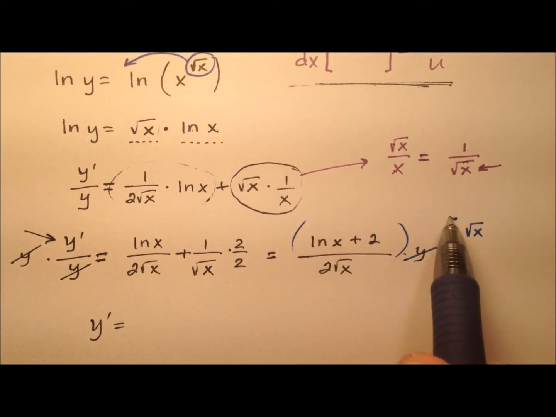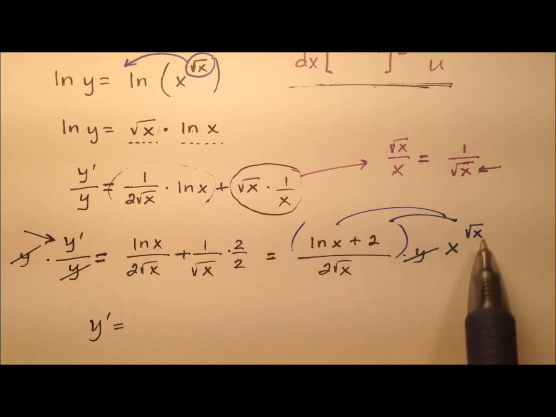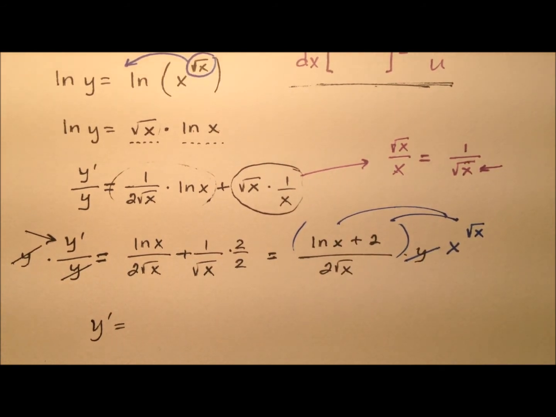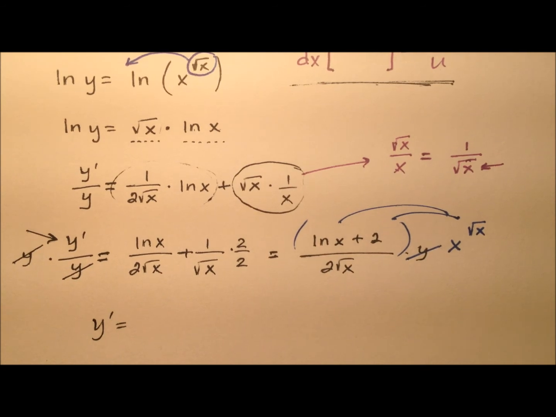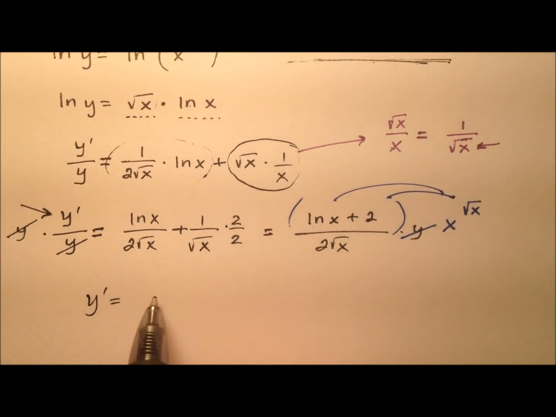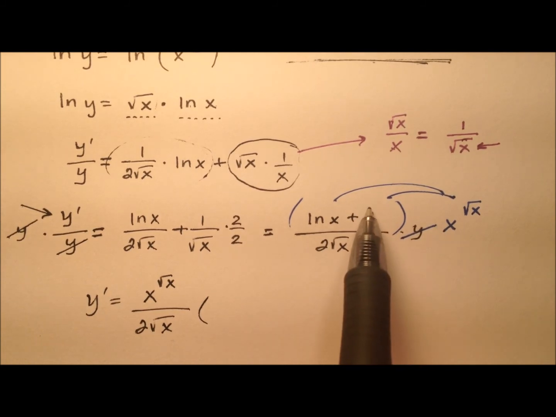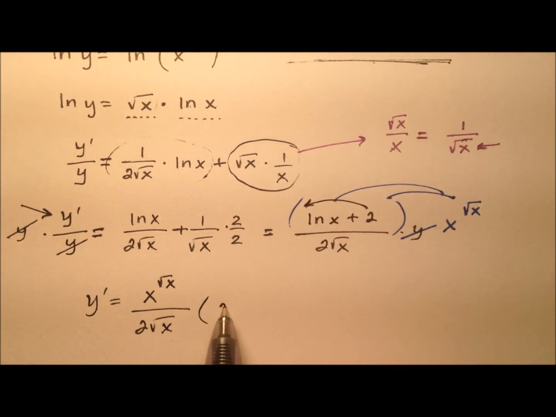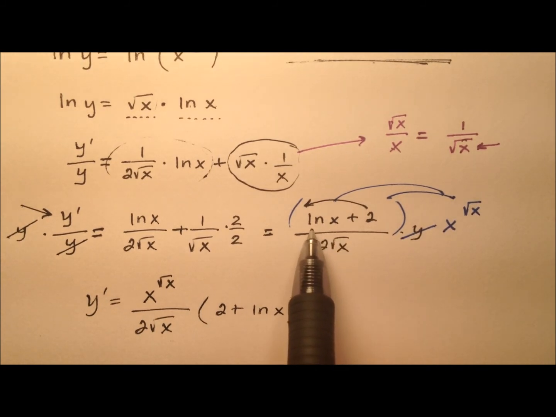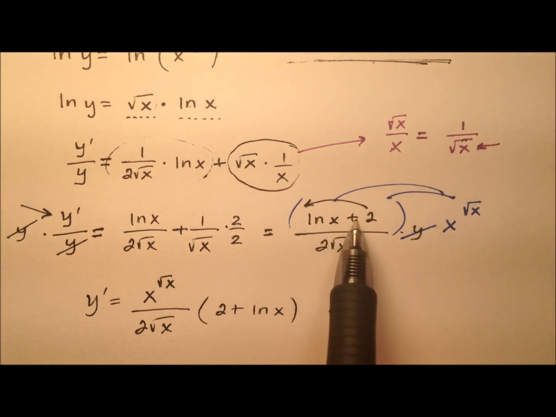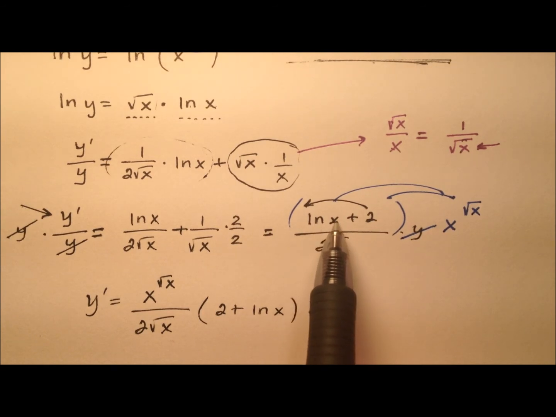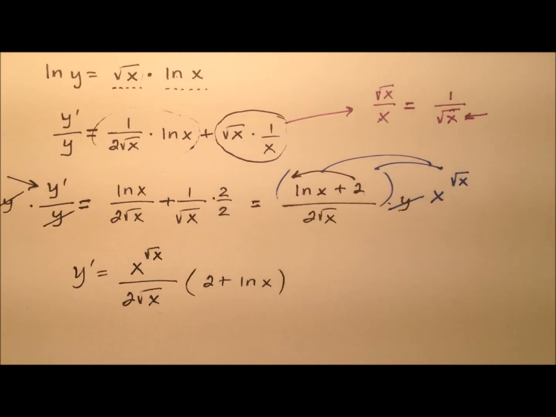So you could leave it separate or you could distribute it through. I'm going to show you something here that we could do that I think is interesting. So what we have here is x to the power of the square root of x, and that's going to be over twice the square root of x times, I'm just going to go ahead and bring that 2 out front instead and change the order and say 2 plus the ln of x, just so there's no confusion as to whether this is the natural log of x plus 2 or whether it's the natural log of x, plus 2. Okay, that kind of thing.